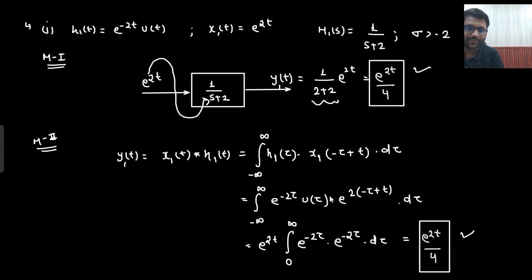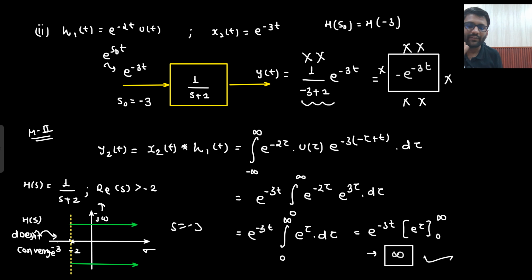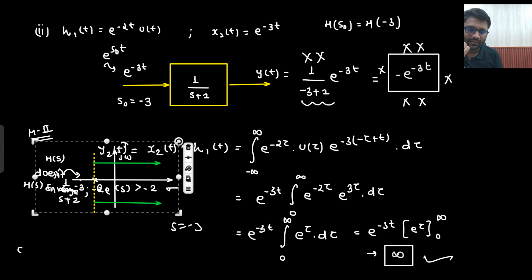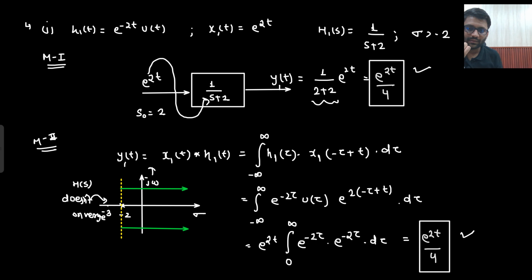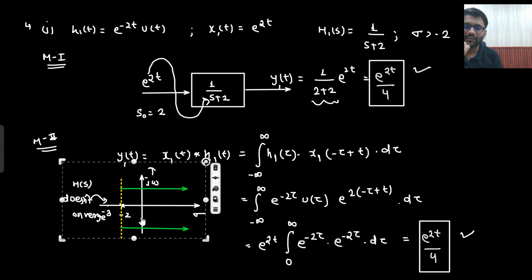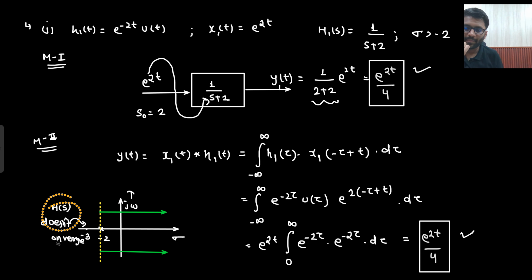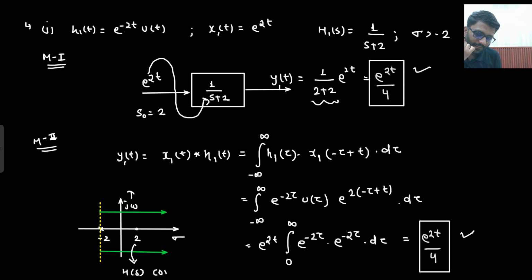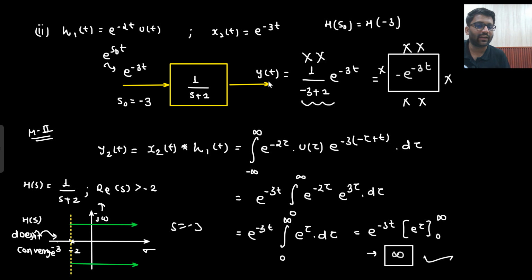So in this particular question, what is the value of s naught? The value of s naught is 2. And where is the ROC? ROC is saying real part of s greater than minus 2. So your s naught value is 2, which will be lying here. So yes, here H(s) converges, and you can put this value. But if your s naught value is lying outside the region, then it will go to infinity only.